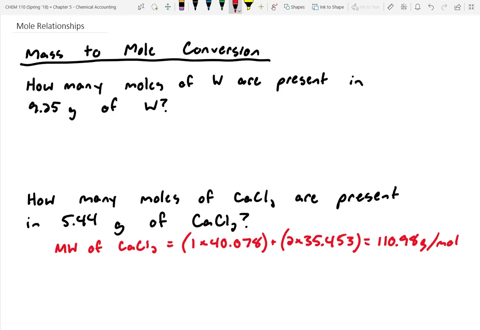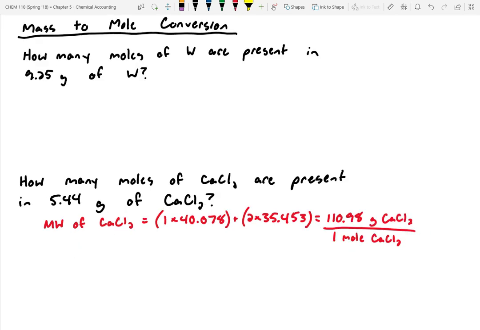So let's try to figure out what's going on here. All right, so let's try to do this as a class. We'll do the first one with tungsten, and then we'll do the calcium chloride one next. Like I said, always start out with what you know. So in this problem, we know that we have 9.25 grams of tungsten. So I'll write that out. If we go ahead and try to do our canceling, should grams go on the top or bottom? Bottom. We want to cancel out grams of tungsten. And we want to figure out how many moles there are. So that should go on top.